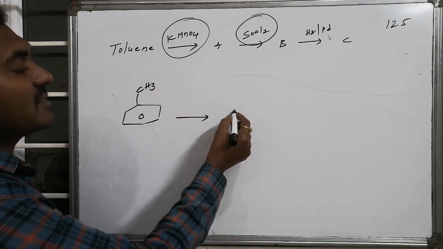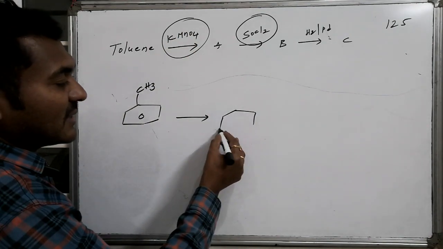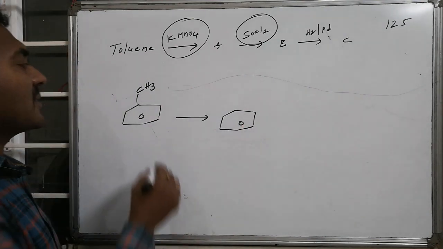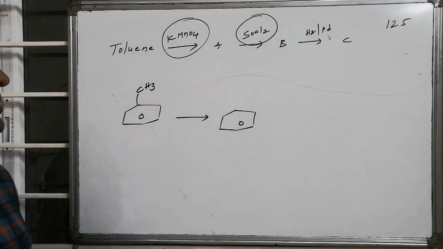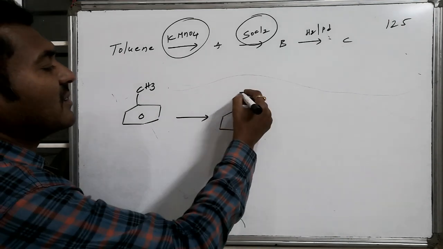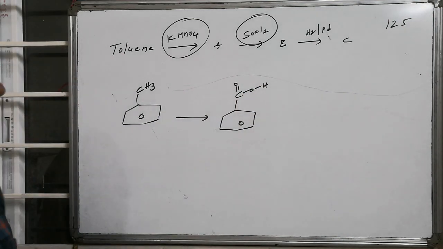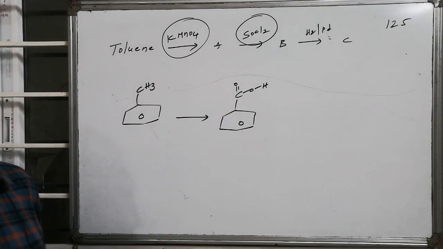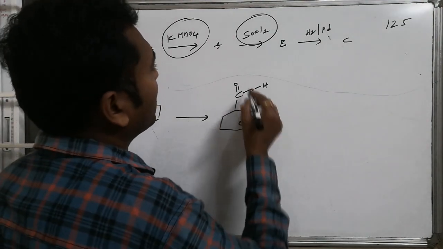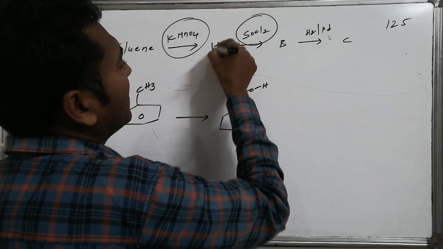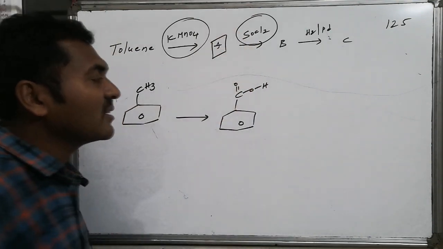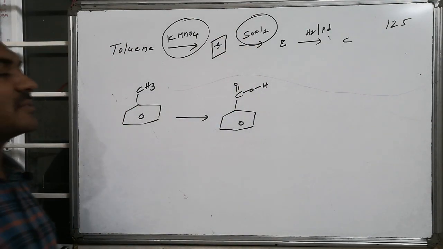KMnO4 is the strongest oxidizing agent. Whatever saturated or unsaturated chain is present, with at least one alpha hydrogen, whatever the lengthy chain is, due to the presence of this strongest oxidizing agent, it is converted to carboxylic acid, that is, benzoic acid formation takes place. This is our A. Here I am writing a square box. Our A is benzoic acid.